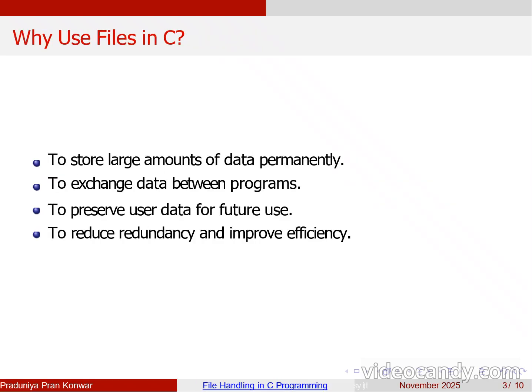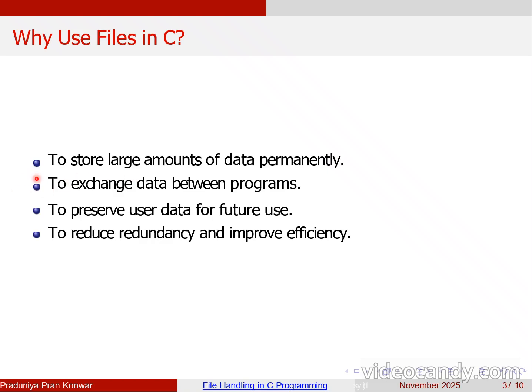Now let's talk about why we use files in C. Number one, we use files in C to store large amounts of data permanently, as the volatile memory, that is random access memory, cannot store large amounts of data. The data we use in our programs normally wipes out after the termination of the program. Therefore, to store this data permanently, we use files.